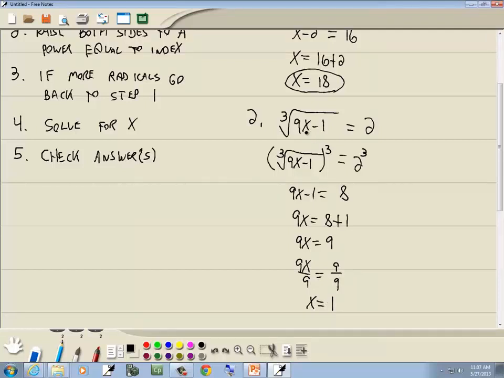Maybe. Remember, we have to check our answers. 9 times 1 is 9, minus 1 is 8. Cube root of 8 does give you 2. So it checks.